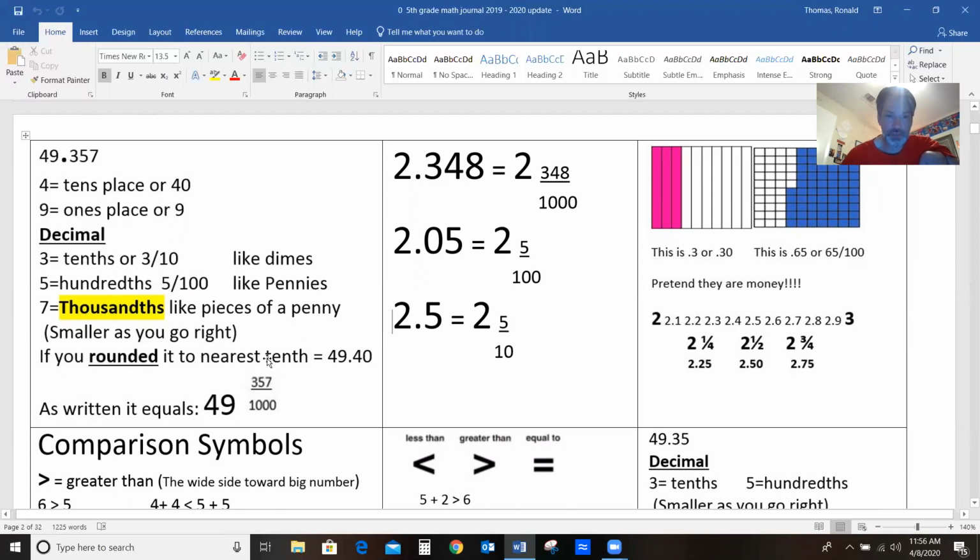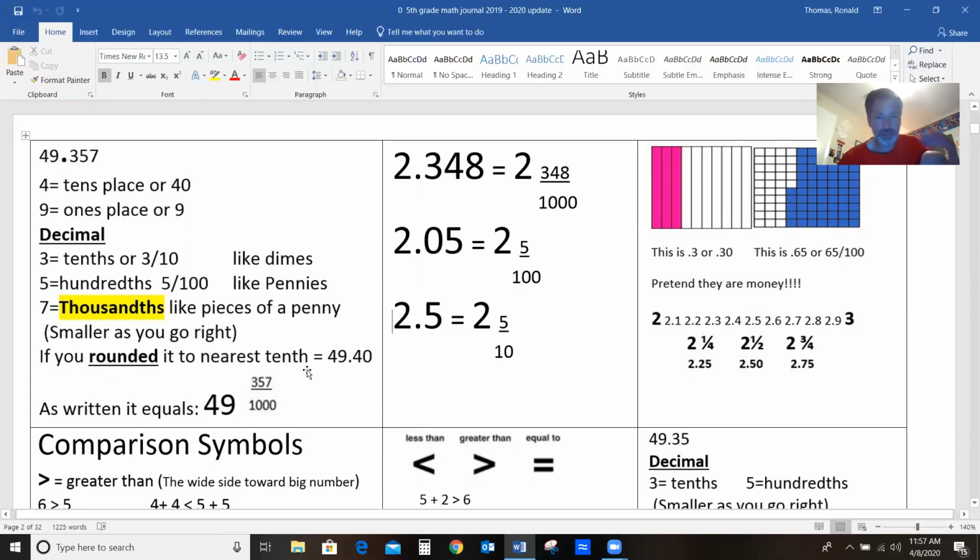If you rounded it to the nearest tenth, it'd be 49.40. There's examples of rounding later, but as written, it's 49 and 357 thousandths. You write it the way you say it. 49 and 357 thousandths, so 357 over 1,000.